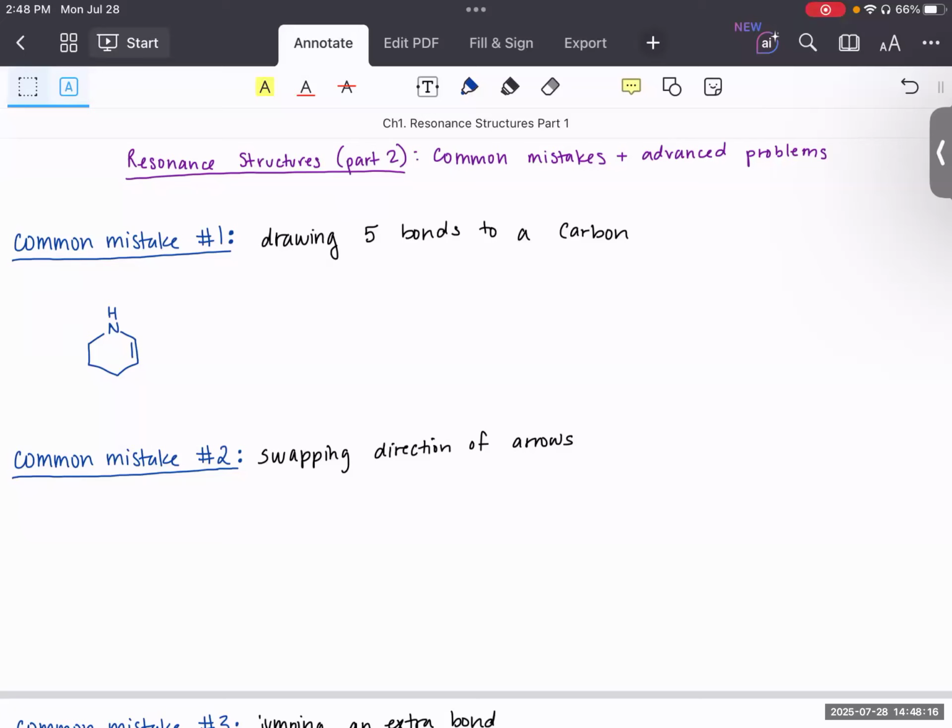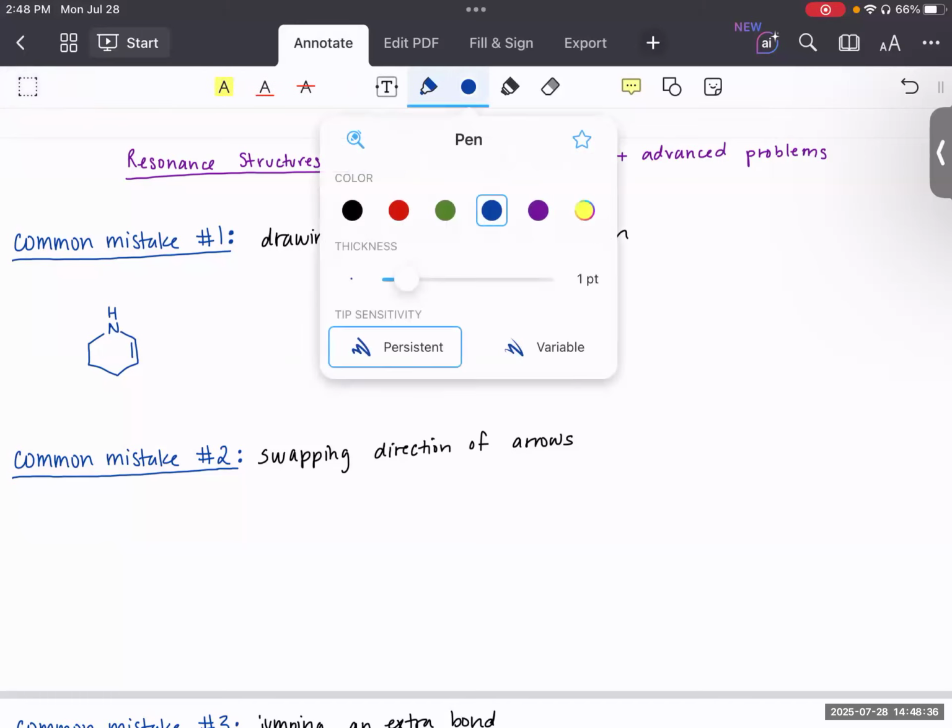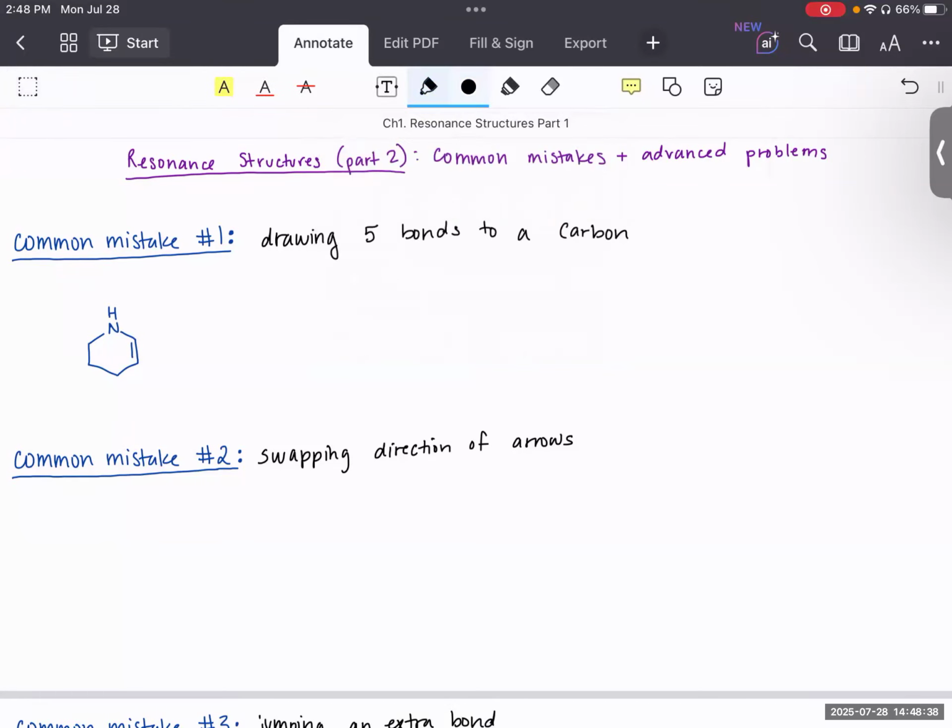This is part two of the resonance videos. For this video, we're going to be focusing on some common mistakes and how to avoid them, and then looking at some advanced problems related to resonance. So for this first common mistake, and this is probably the most common mistake I see, is people accidentally making 5 bonds to a carbon. A carbon can maximum have 4 to not go over its octet.